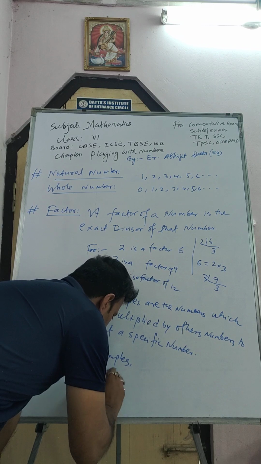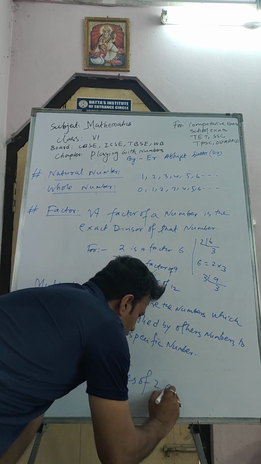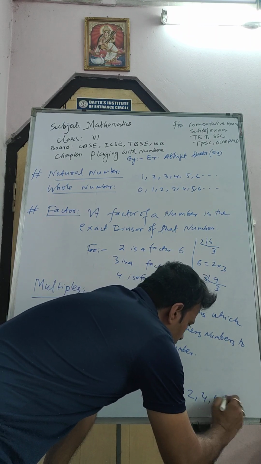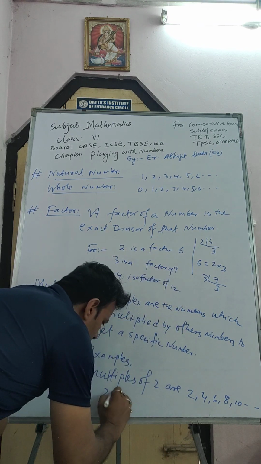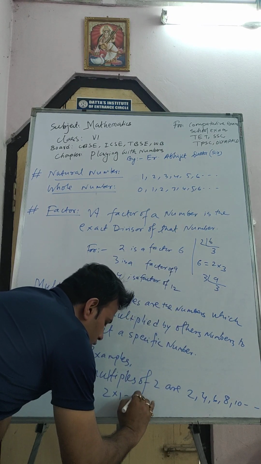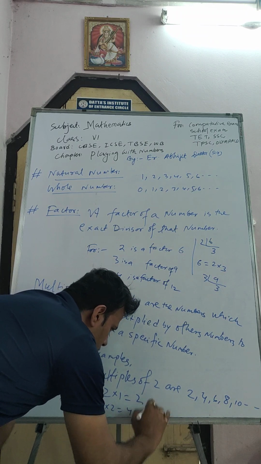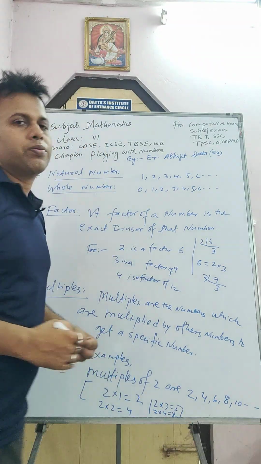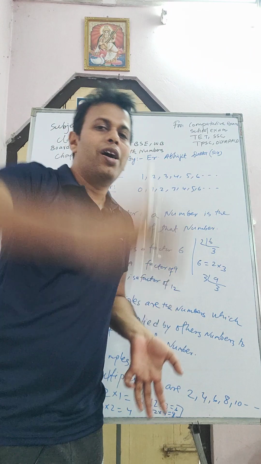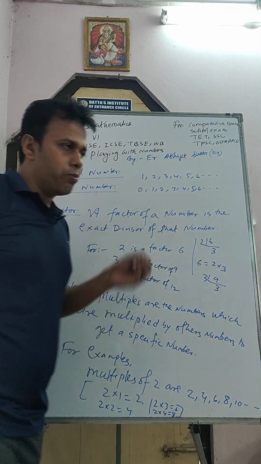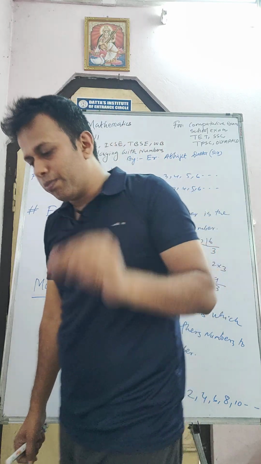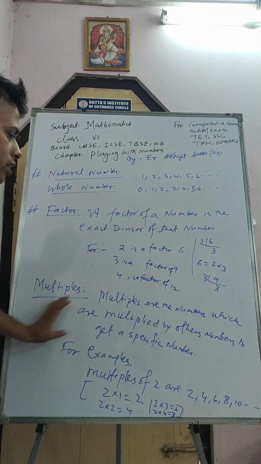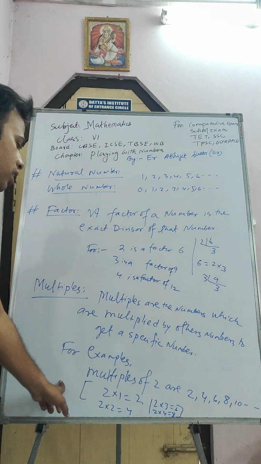For example, multiples of 2 are 2, 4, 6, 8, 10. How? 2 into 1 is 2, 2 into 2 is 4, 2 into 3 is 6, and 2 into 4 is 8. So multiples of a number means the table of that number, not only up to 10 but up to unlimited numbers. Multiples are the numbers which are multiplied by other numbers to get a specific number.